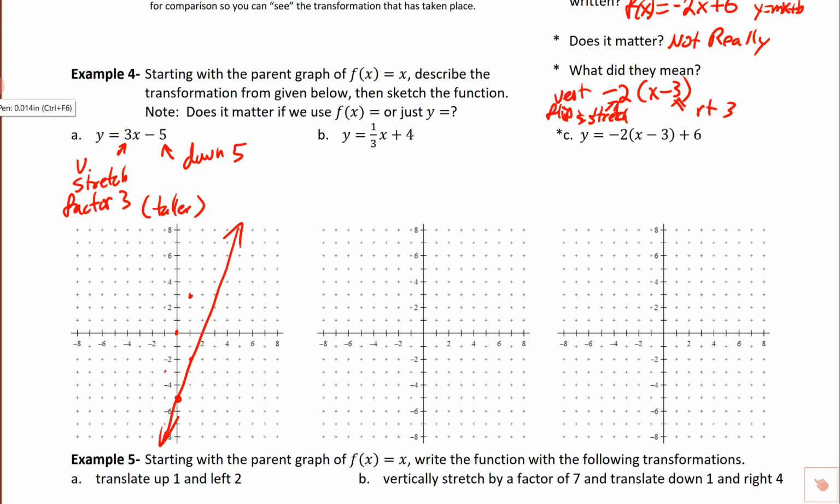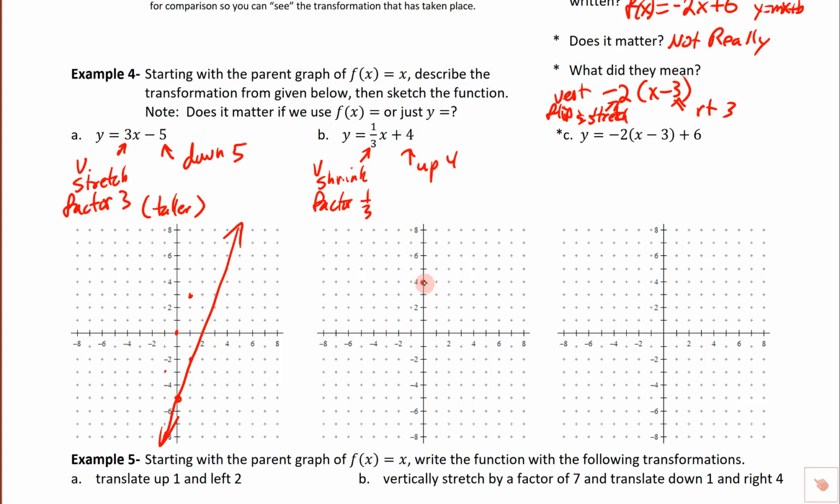On this one right here, let's see what we've got. This is a 1/3, so this is going to be a vertical shrink. The factor is 1/3, and this is going to move it up 4. Now here's what I'm going to try and do. I'm going to try and just get this graph from the get-go. So we're going to move this whole thing up 4 units, so it's going to cross right here.